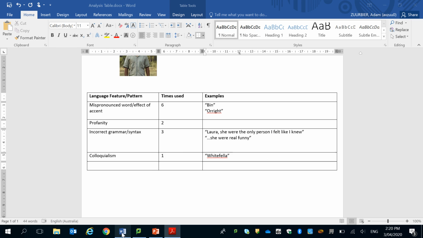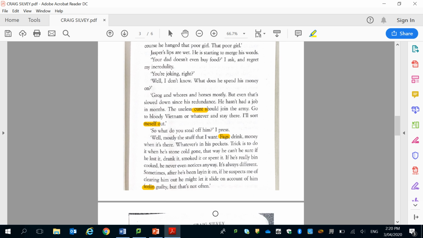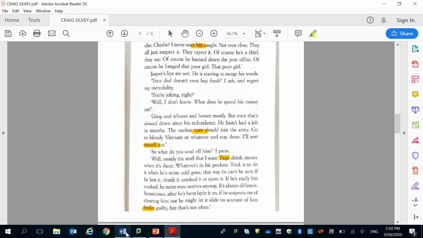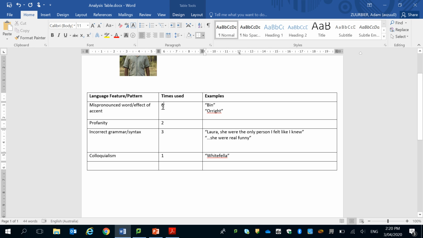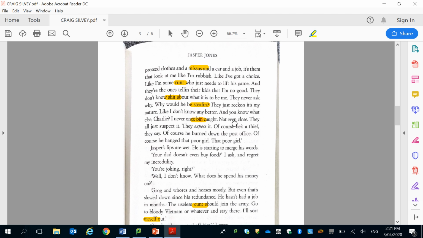So let's start with our mispronounced words on here. So we got 1, 2, and 3. So that's 9 now. We found "myself". Okay, so that's the effect of accent. Just putting that one example there. Slang terms.